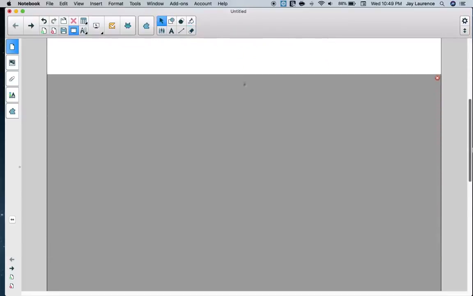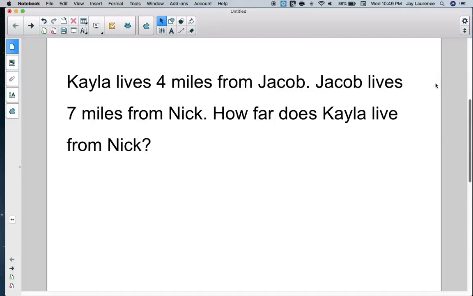All right, so let's see this problem here. Kayla lives 4 miles from Jacob. Jacob lives 7 miles from Nick. How far does Kayla live from Nick? Now, we don't want to assume. Many of you were assuming, the first time we put a problem up like this, that they all lived in a line, like maybe Kayla was here, and then Jacob was there, and then Nick was there. Something like that.